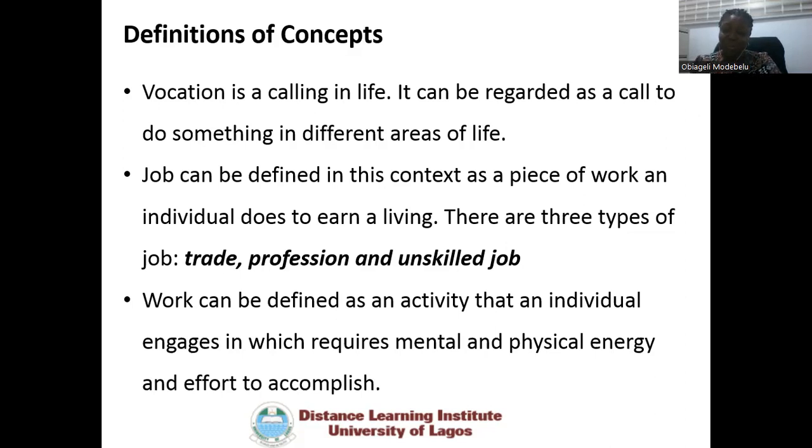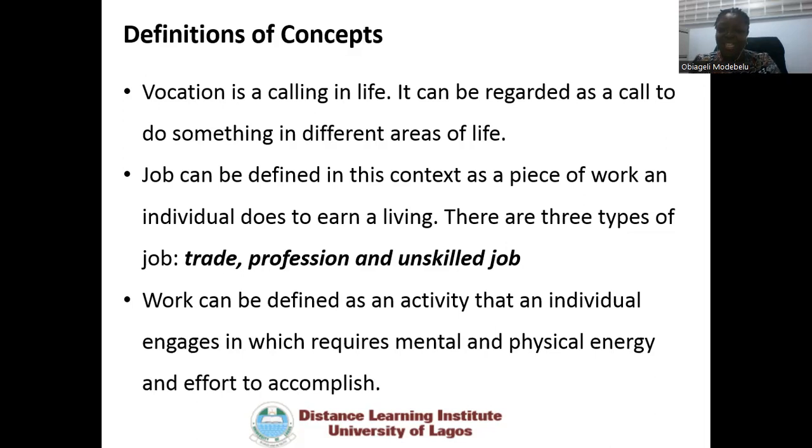Then we have job. You always say, well, I have a job. I've gotten a job. What is a job? In this course, we will see a job as a piece of work an individual does to earn a living. So when somebody tells you I'm looking for a job, you know that the person is looking for something to be doing, to earn money, to be able to fend for himself and his family. There are 3 types of jobs. We have trade, we have profession, we have unskilled job.